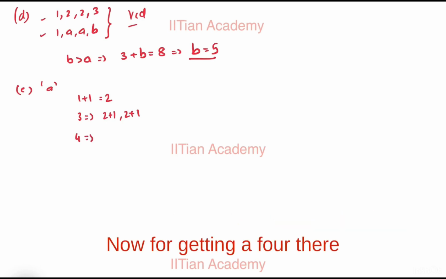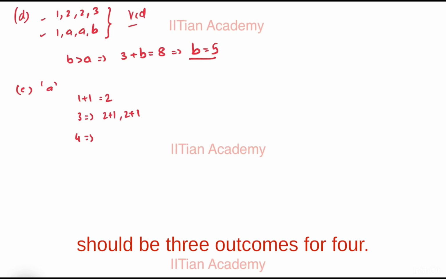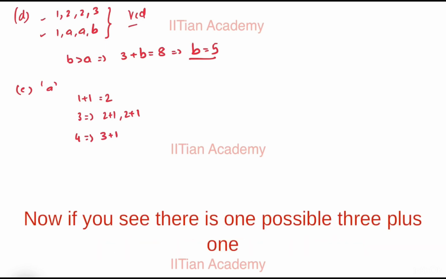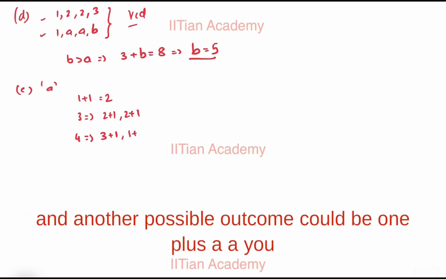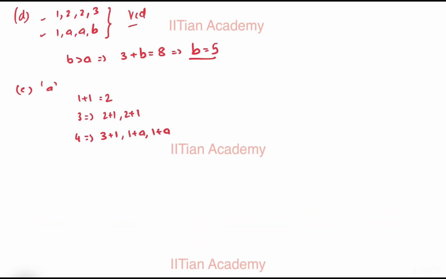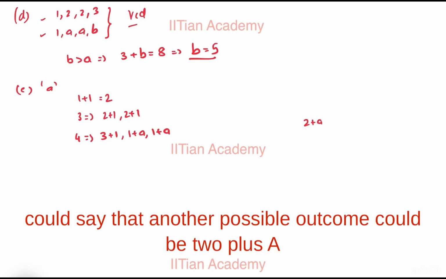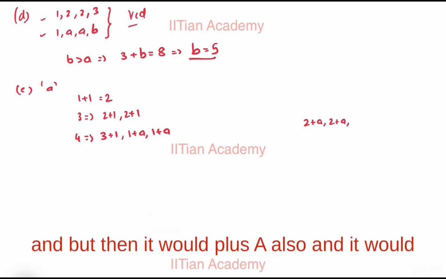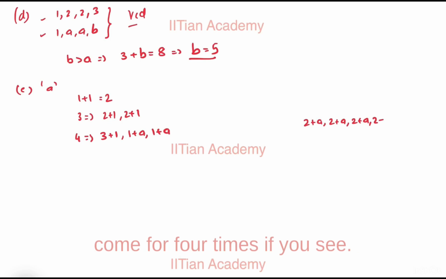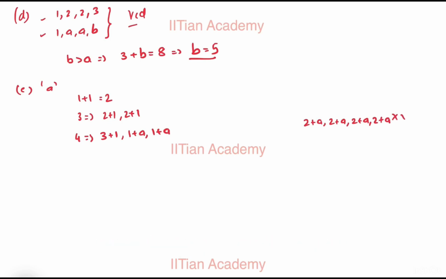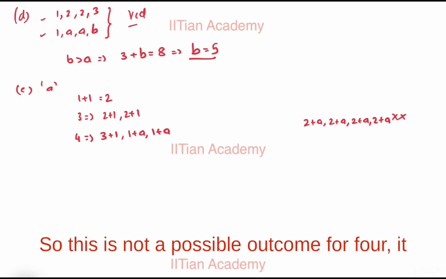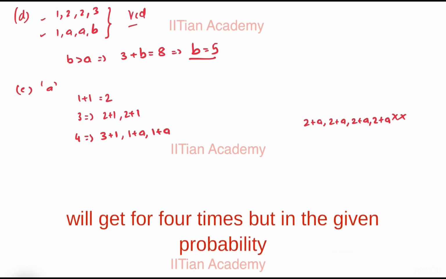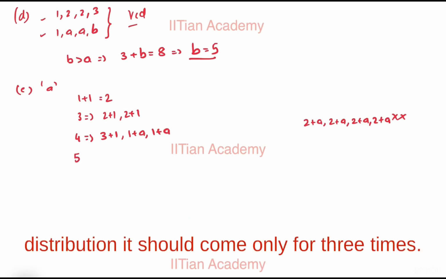Now for getting a 4, there should be 3 outcomes for 4. Now if you see, there is one possible outcome of 3 plus 1, and another possible outcome could be 1 plus A. You could say that another possible outcome could be 2 plus A, but then it would be 2 plus A twice, and it would come 4 times if you see. So this is not a possible outcome for 4. It will come 4 times, but in the given probability distribution, it should come only 3 times.